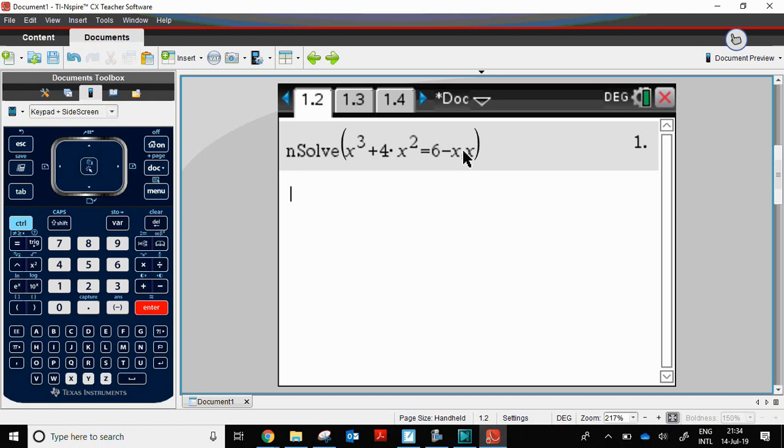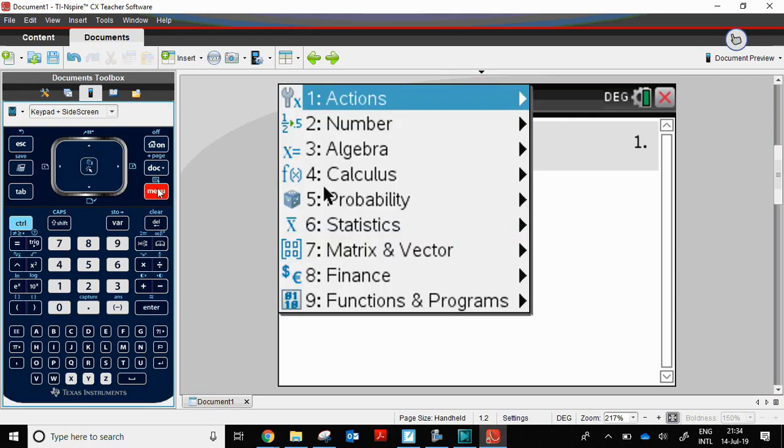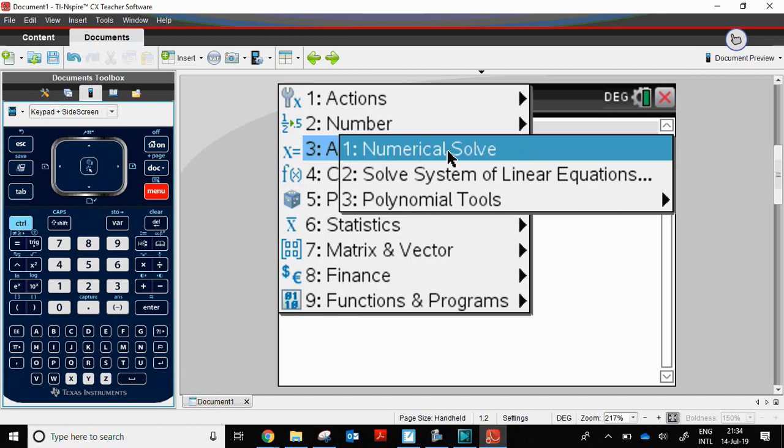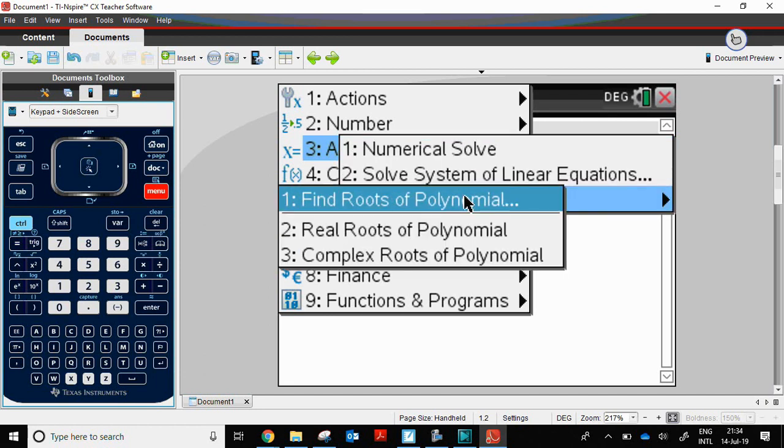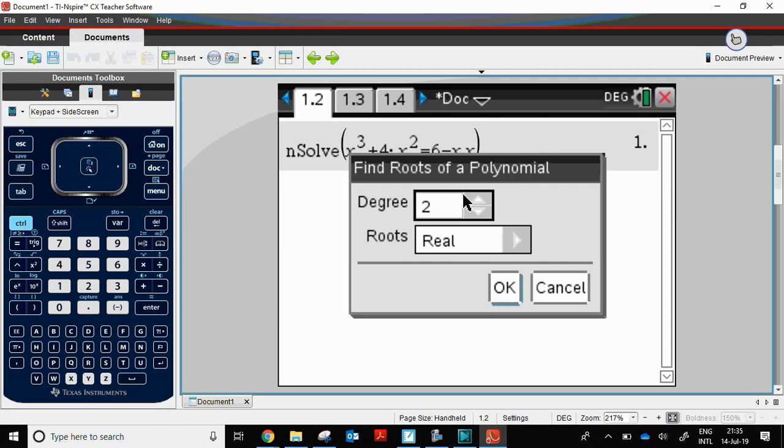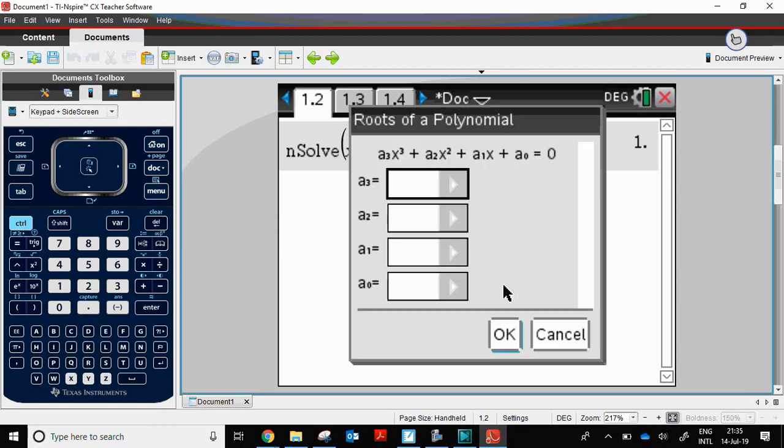You just use the graph or use this other thing I'm going to show you, which is menu, algebra, skip nsolve, go to polynomial tools, and then find the roots of the polynomial. The polynomial we're trying to solve is of degree 3. We could work out complex roots, but for right now we'll just deal with real ones. After all, 3 of the roots in this example are real.